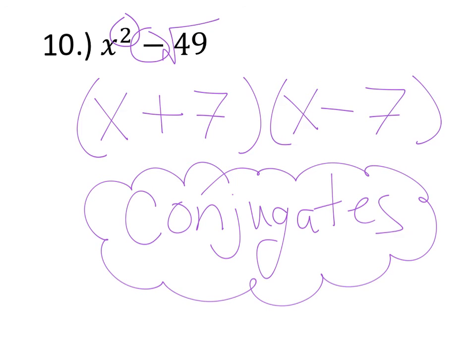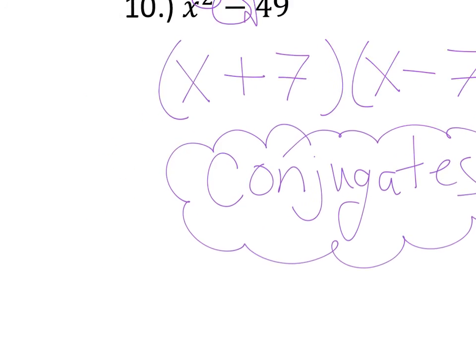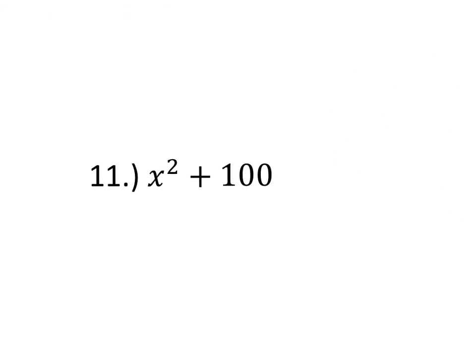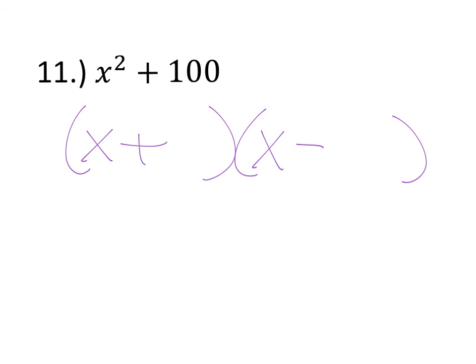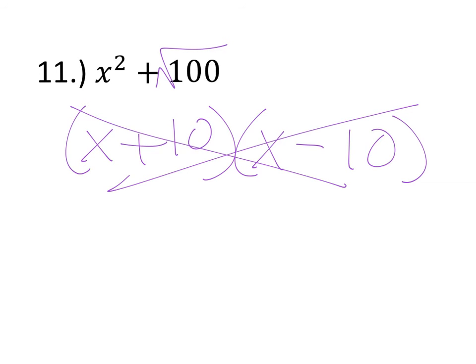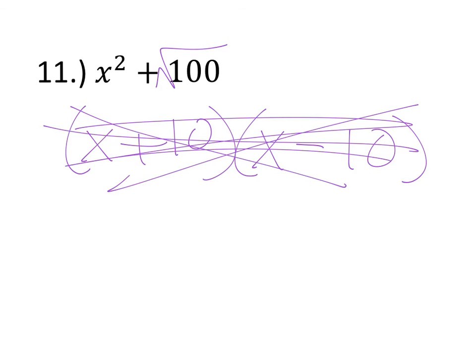All right? And then the last little example that we put here that I thought was really, really important was this one, because it looks so much like a conjugate. It looks like I should be able to make this x and x, plus and minus, and then the square root of 100 is 10 and 10, but this does not work at all. Okay? And let's talk about why it doesn't work. It doesn't work because of this symbol.